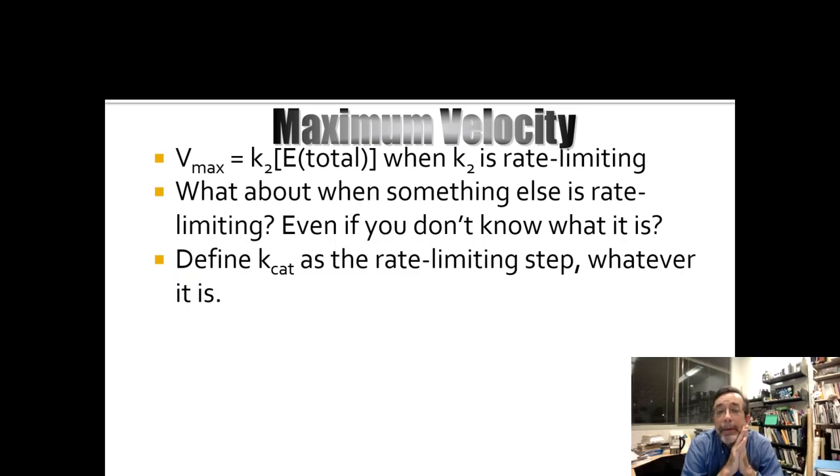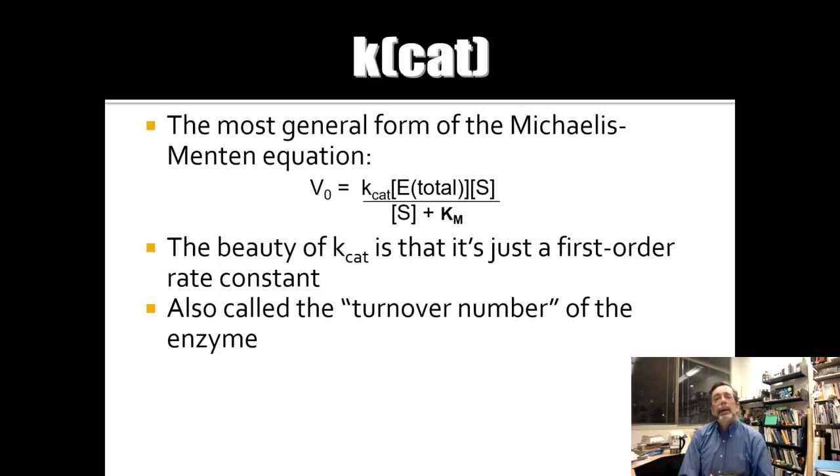All right, so that's all about the Km. What about Vmax? And remember, Vmax is defined as k2 times E total when k2 is rate limiting, the normal situation. What about when something else is rate limiting, even if you don't know what it is? So we want to have a more general definition than saying k2. It sounds like we're too certain that it's the second step. So what they do is they call it kcat. We don't know anything about it except that it is the rate limiting step of catalysis. So that's why we call it kcat instead of k2. For our purposes at this level, they're pretty much the same thing. And so kcat is the most general form of the Michaelis-Menten equation.